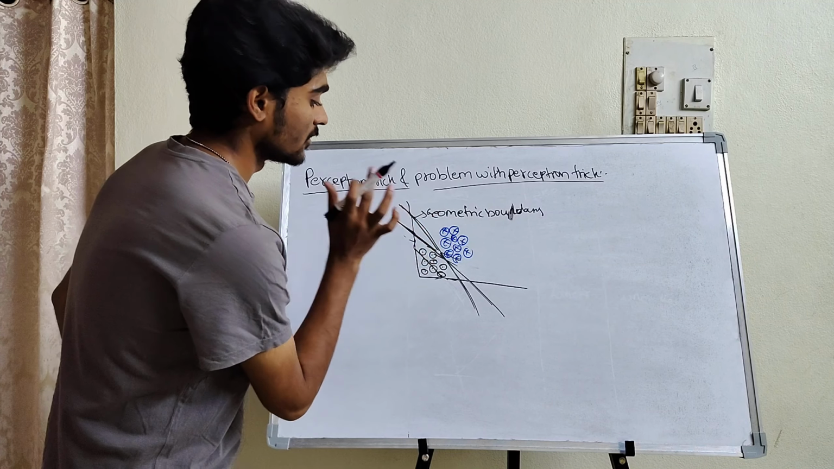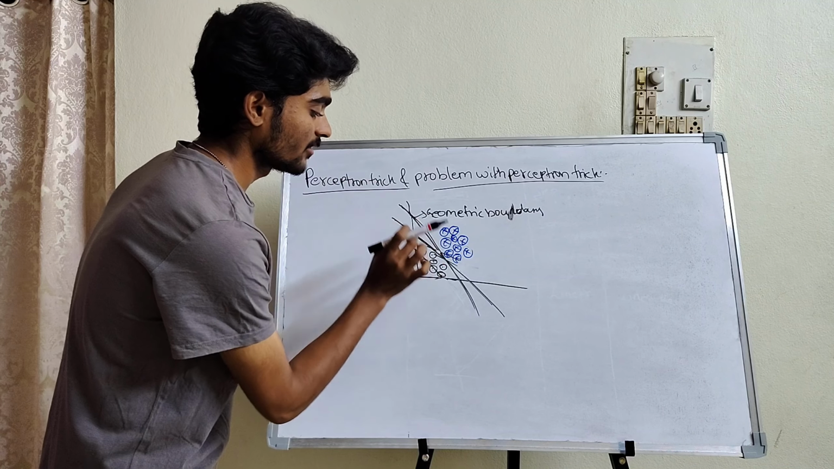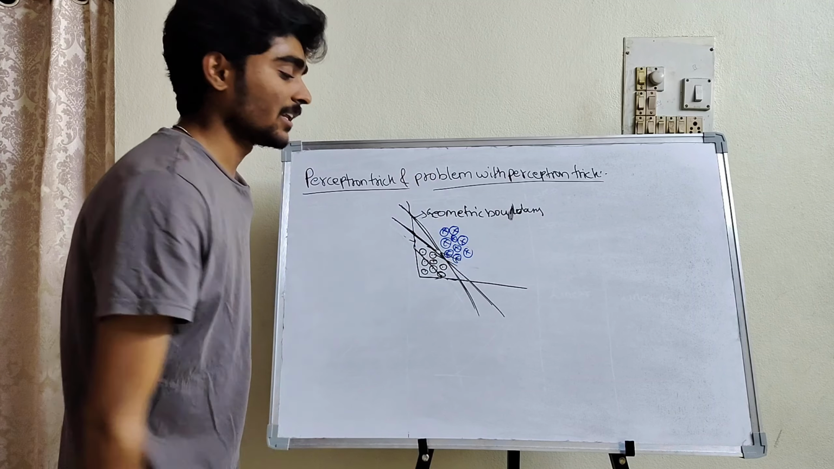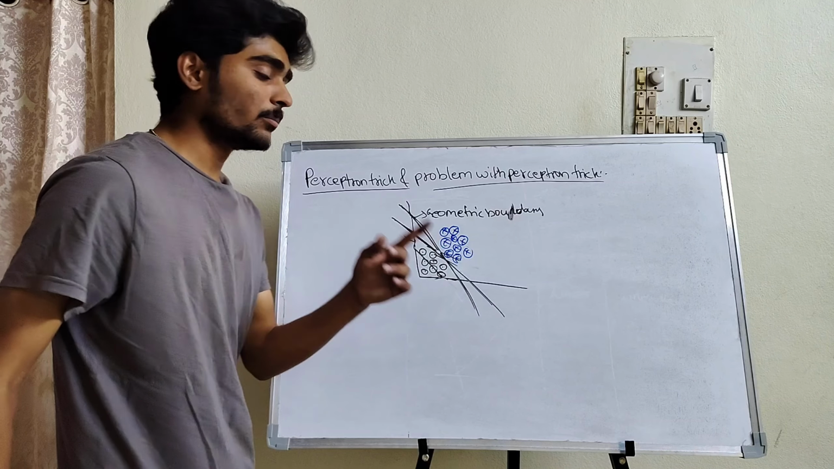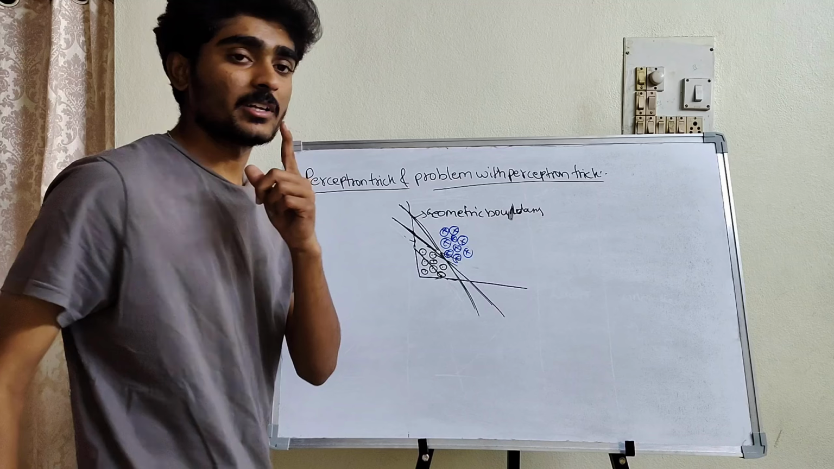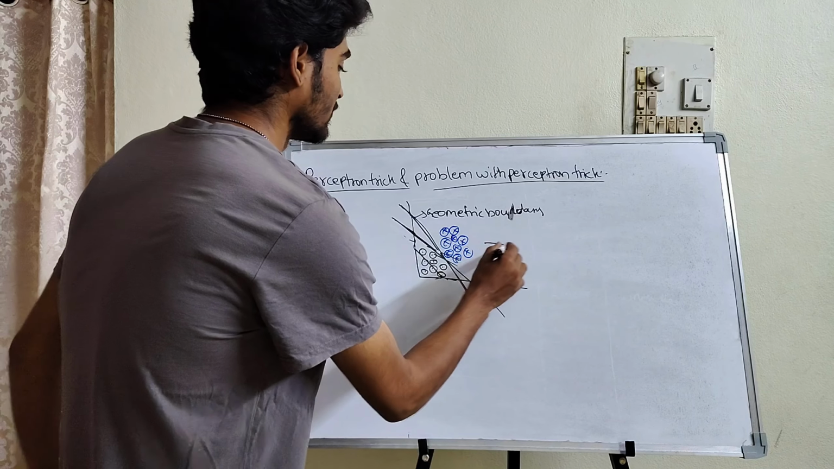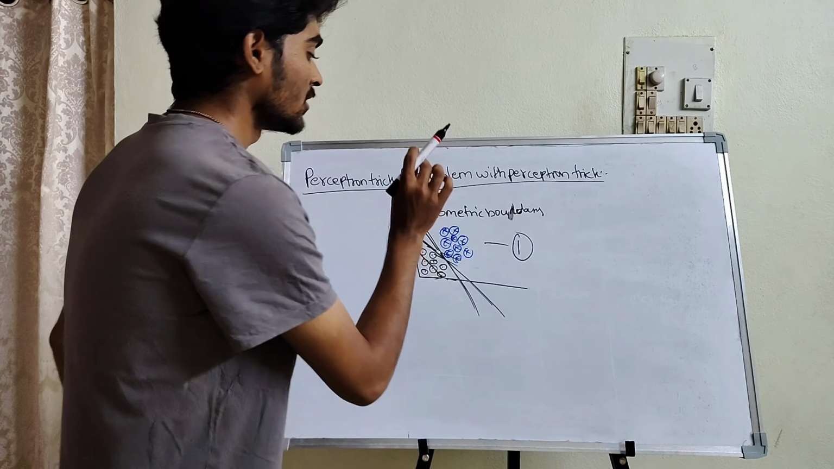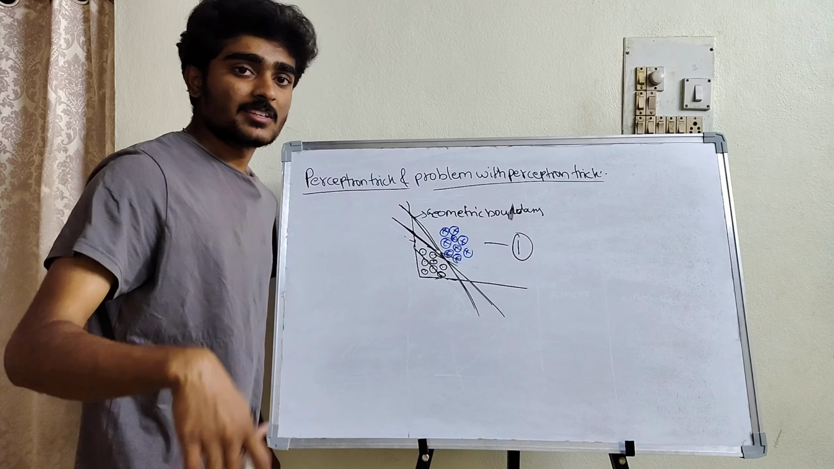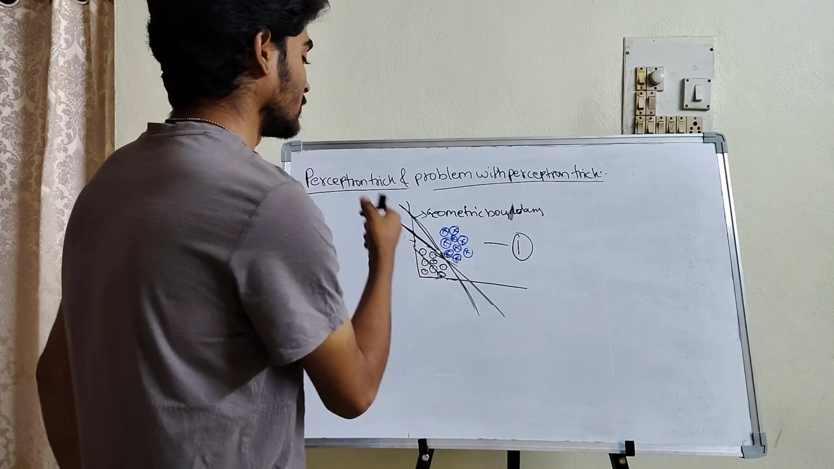The first problem with the perceptron trick is that when you have multiple binary classifiers, it will be unable to determine which is the best binary classifier. Okay, this is the first and basic problem of the perceptron trick. Now let's see another problem with the perceptron trick.